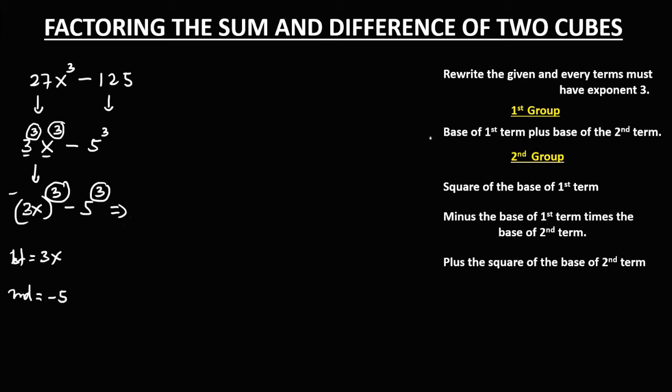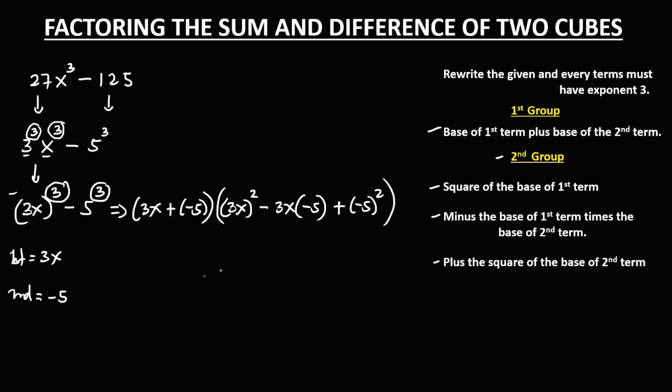So from this step, we have the base of the first term plus the base of the second term. So this one is 3x plus the second term, negative 5. Then for the second group, the square of the first term, so the square of 3x, then minus the first term times the second term, then plus the square of the second term, so the square of negative 5.